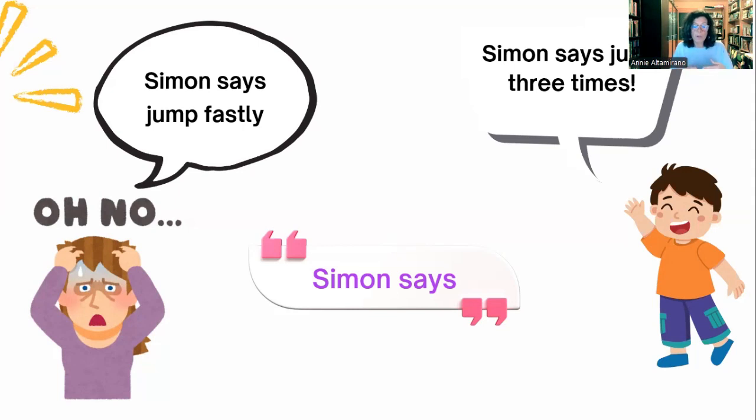Simon says, move your arms fastly. And so students have to decide if the order is right or wrong. So they not only follow the instructions, they should also decide if the instruction is correct or not. If the instruction is not correctly framed, then they don't move and they say wrong, and they correct the instruction.